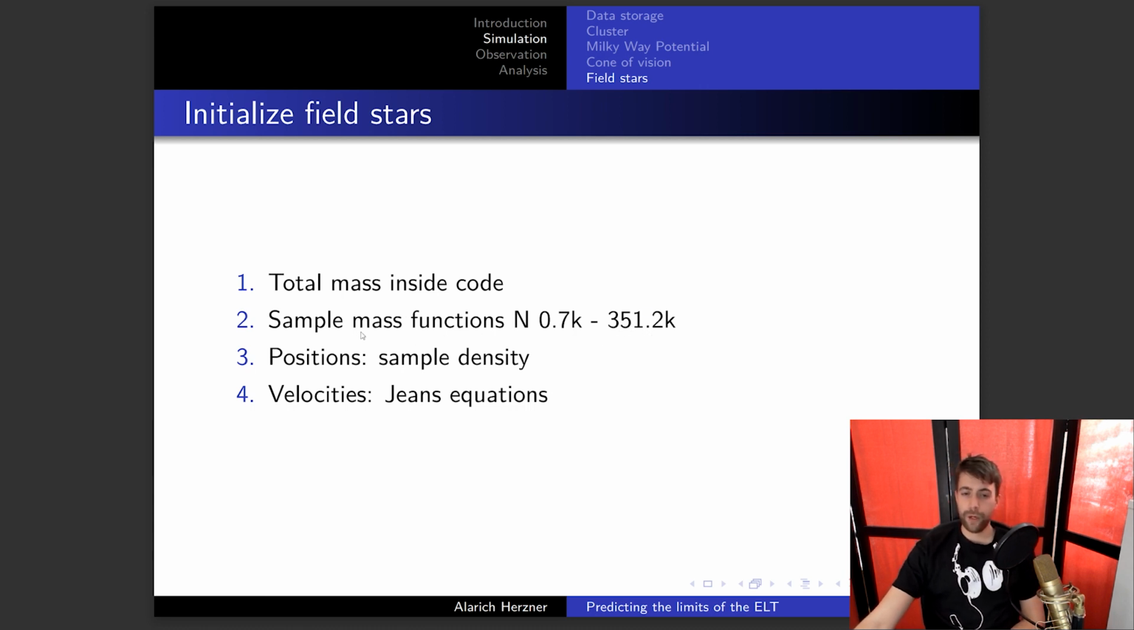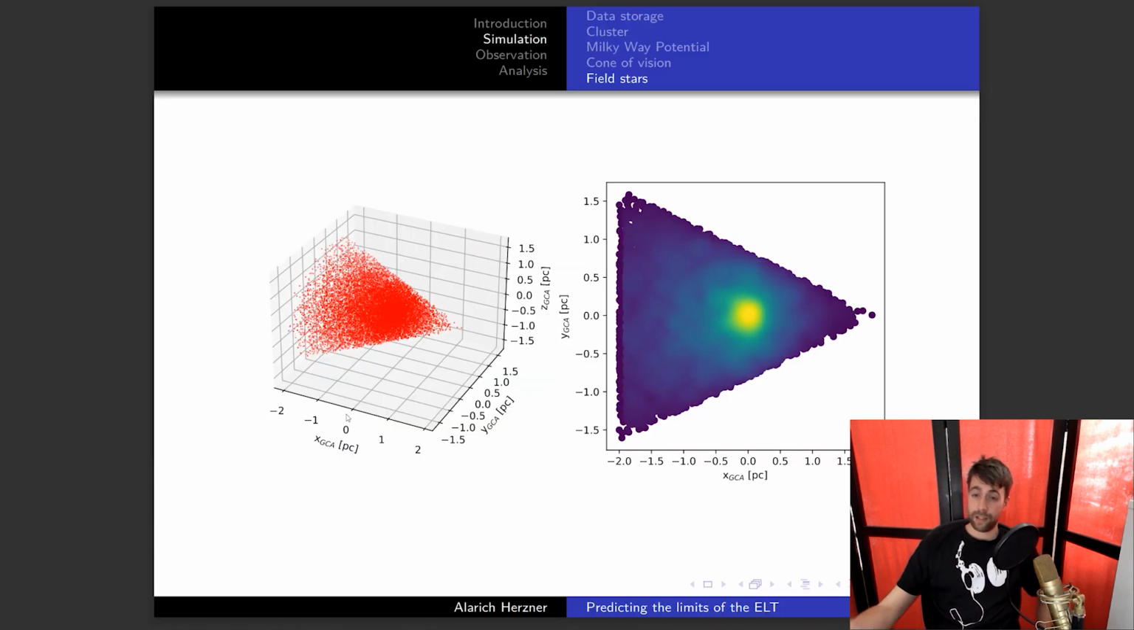And then of course, we do not only need the mass of those field stars, we also need the positions and the velocities. The positions I get from sampling the densities, and the velocities from solving Jeans equations. And here we can see one such result from initializing field stars. Here we are looking straight through the galactic center, right? So this is a pretty extreme situation. The observer is only 2 parsec from the galactic center. This is of course very close, right?